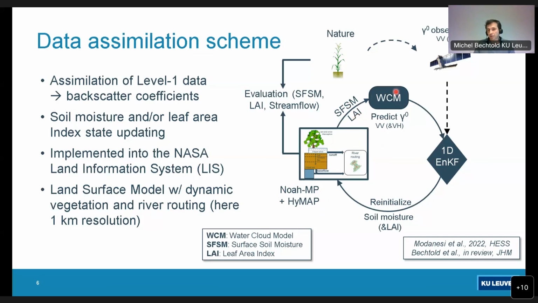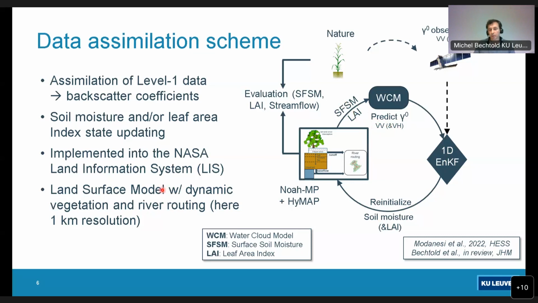This goes into our observation operator, the water cloud model, that gives us predictions of backscatter that go into the one-dimensional ensemble Kalman filter that we are using. Those innovations are then used to update soil moisture in different layers and leaf area index. We implemented different options. Either we assimilate only VV or jointly VV and VH, and either we update only surface moisture or both simultaneously.